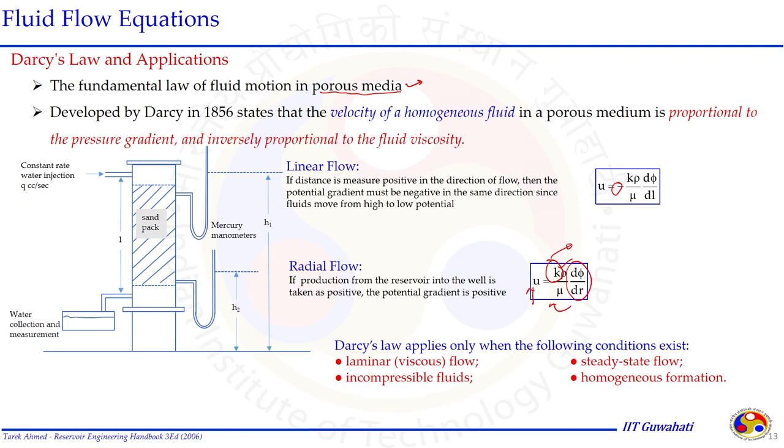The Darcy law was established under certain assumptions. The following conditions must exist when we implement the Darcy law: laminar or viscous flow is happening, the fluid is incompressible in nature, steady state flow is happening, and the formation is homogeneous, having constant porosity, permeability, and isotropic in nature. So we will be implementing this Darcy law in our material balance equation for different cases where the fluid is considered compressible, incompressible, slightly incompressible, different flow regime, different flow geometry, and when single phase fluid is present.